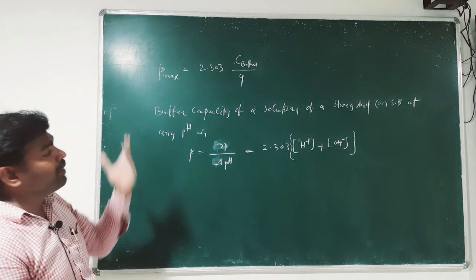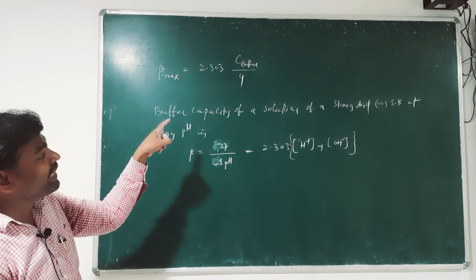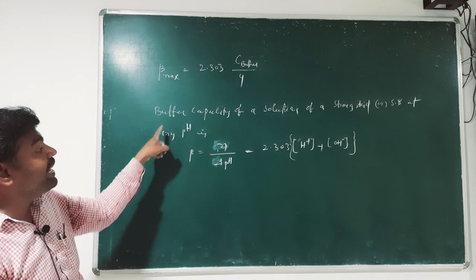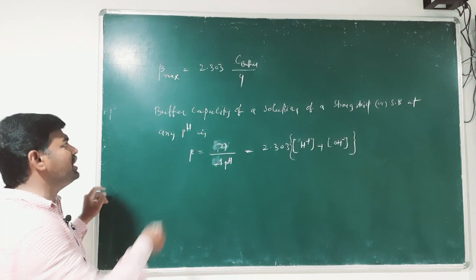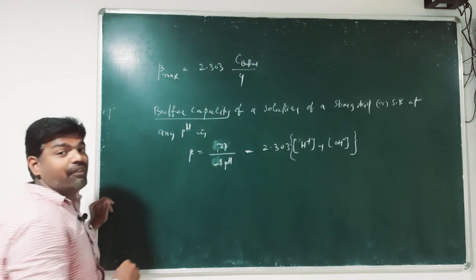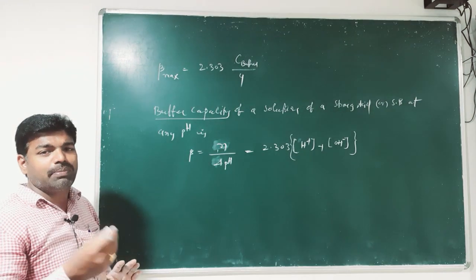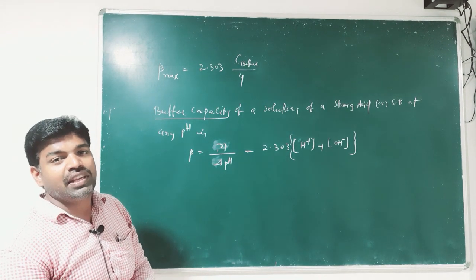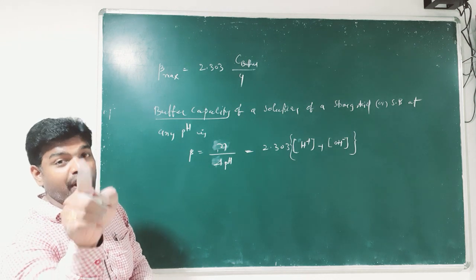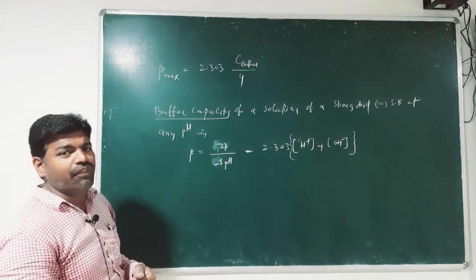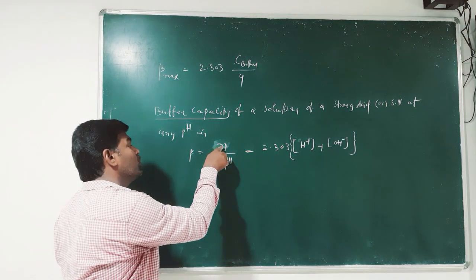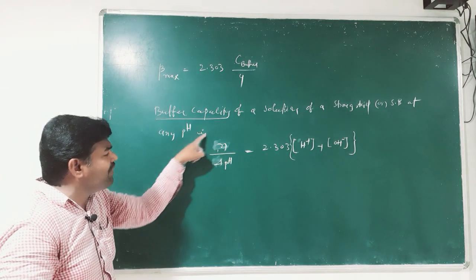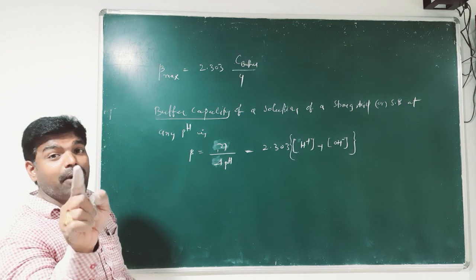Another most important formula is the buffer capacity of a solution of a strong acid or a strong base at any pH. Actually, we know the buffer capacity is the number of moles of acid or base that changes the pH of 1 liter of buffer solution by 1 unit. So the conventional formula of buffer capacity is the number of moles of strong acid or strong base divided by the change in pH. This is the conventional formula for calculating the buffer capacity.